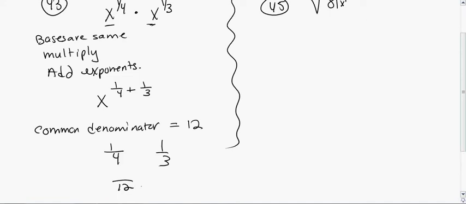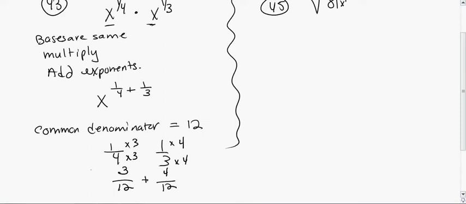So what do I have to multiply 1/4 by to get to 12? I have to multiply that by 3. And if I multiply the bottom by 3, I multiply the top by 3. So 1 times 3 is 3, and I've changed 1/4 to 3/12. I'm going to change 1/3 into 12ths, so I'll multiply 3 times 4. If I multiply the bottom by 4, I have to multiply the top by 4. 1 times 4 is 4, and I've changed 1/3 into 4/12.